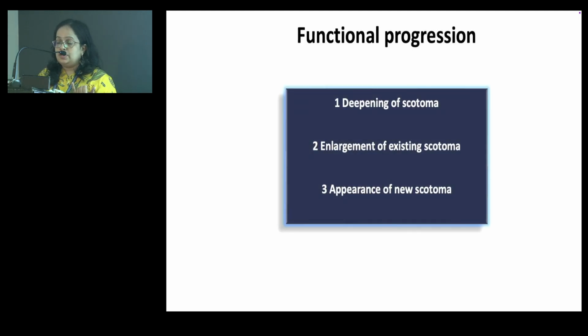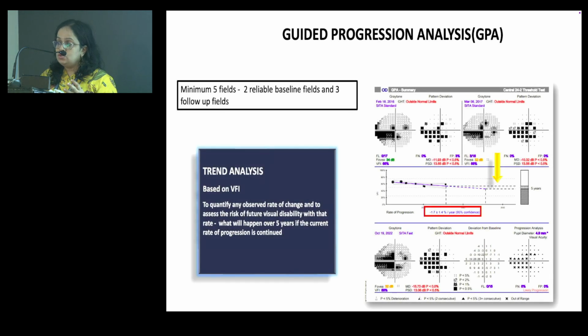Next is the functional progression. Functional progression is measured by deepening of the scotoma, enlargement of an existing scotoma, and appearance of any new scotomas. There is also a guided progression analysis system for functional progression. There should be a minimum of 5 fields: 2 reliable baseline fields around 6 months apart, and 3 follow-up fields, a total of 5 fields. And there's a trend analysis, which is based on the visual field index or mean deviation.